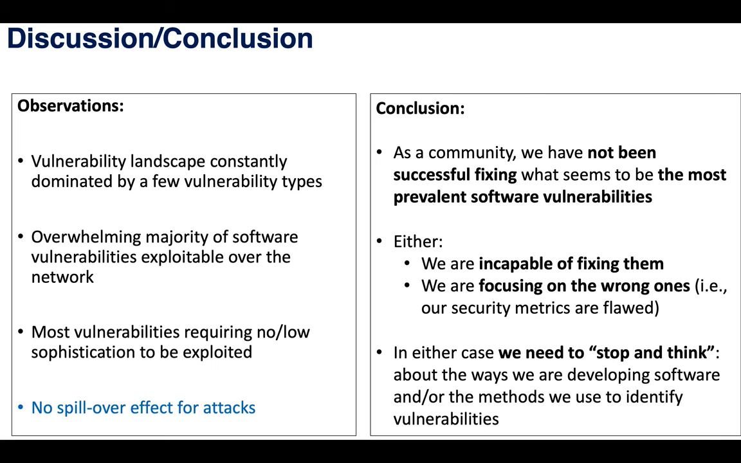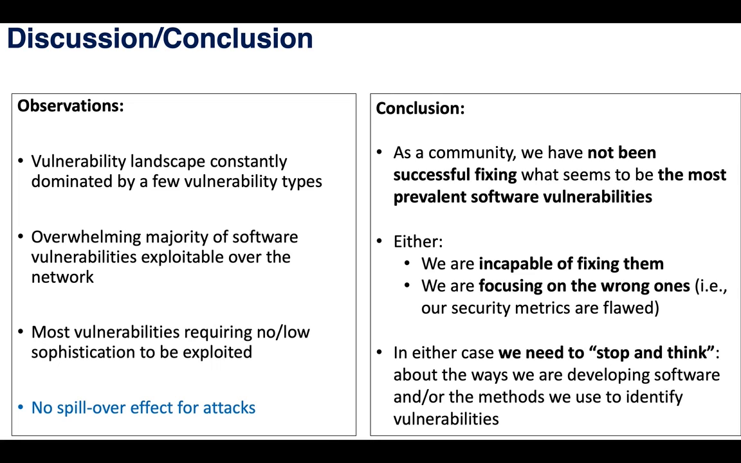The good message, the good observation, is that attacks are confined on the target. They do not spill over. So by analyzing this, what we came up with is that we are not doing well in terms of correcting software vulnerabilities. If we are seeing the same vulnerability over the years, that means that we are not correcting them well. So either we are not capable of correcting them as a community, or maybe we are focusing on the wrong ones. And if we are focusing on the wrong ones, that means that the tools that we are using to identify vulnerabilities are not correct.